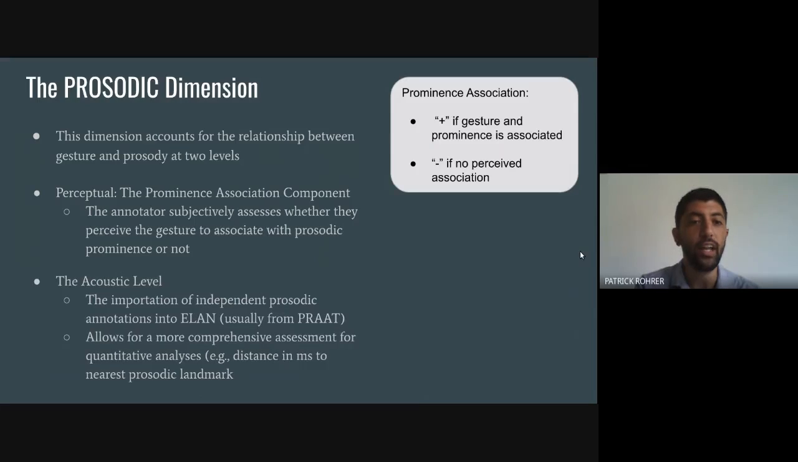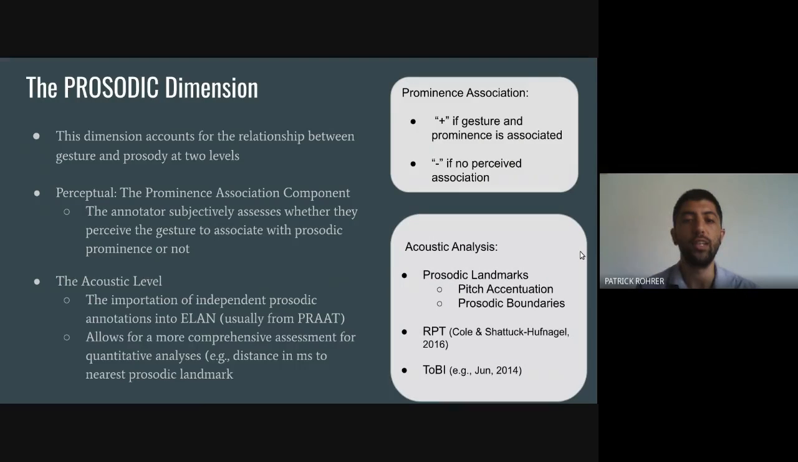But you can also look at it at the acoustic level, where you would do independent prosodic annotations, usually in Praat, and then import those annotations into ELAN. And this allows for more comprehensive assessment for quantitative analysis, where you can look at things like distance in milliseconds to the nearest prosodic landmark, and you can add any sort of detail that you would like. So far we've looked at the prosodic landmarks of pitch accentuation and prosodic boundaries, but of course you can always add more information.